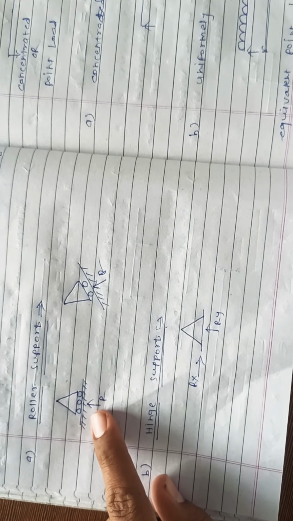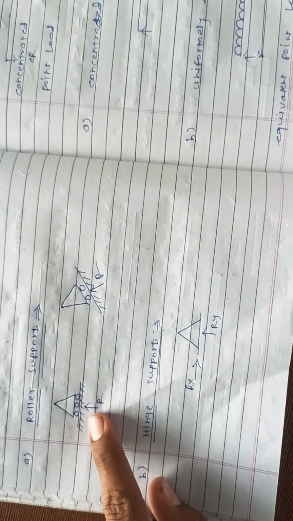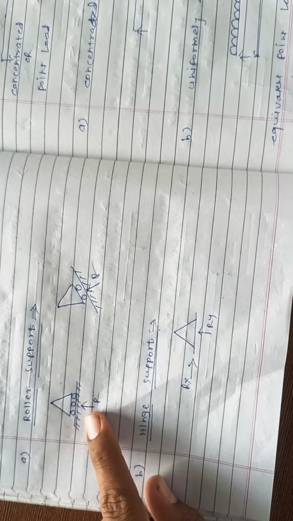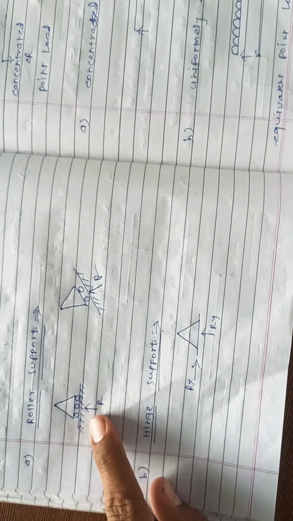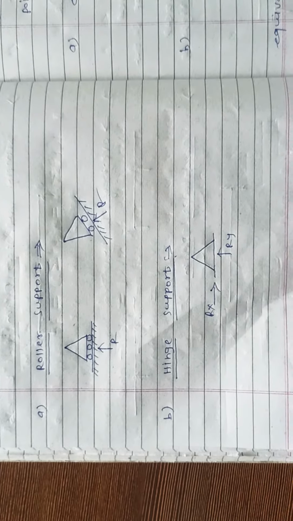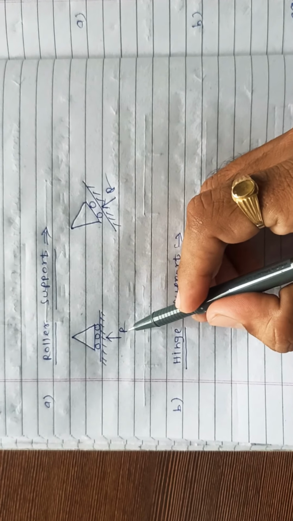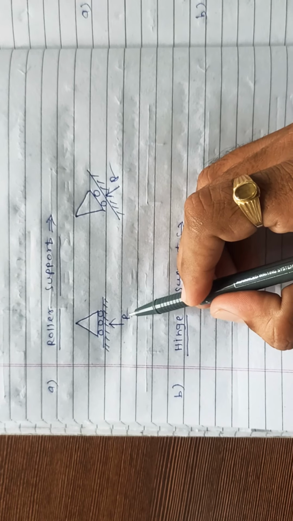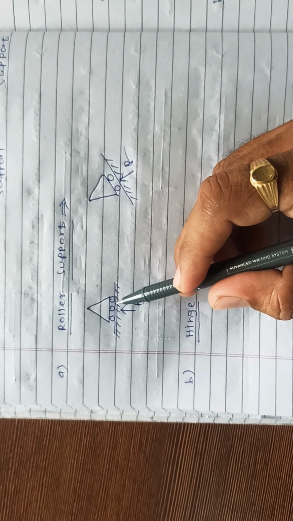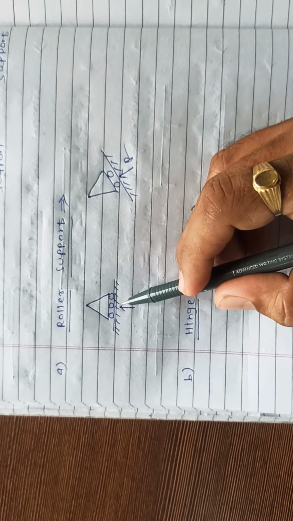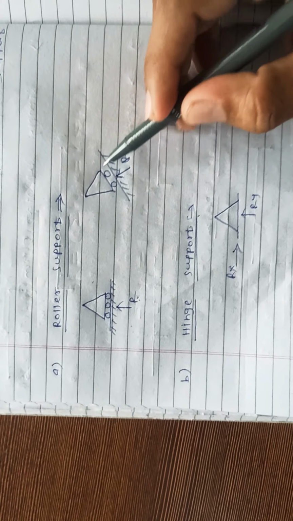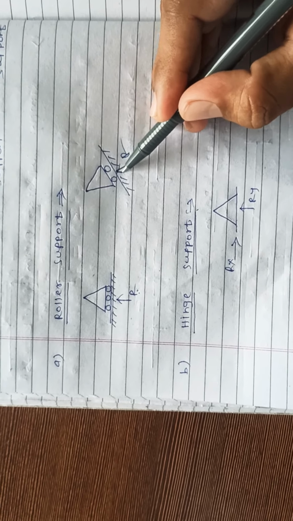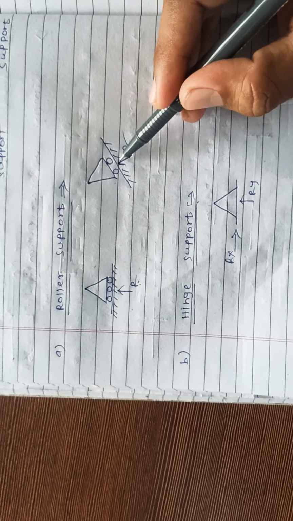So what is meant by a roller support? A roller support has only one reaction which is always normal to the contact surface. In case of a roller support there is only one reaction which is normal to the contact surface. This is the reaction. Whatever arrow I have shown here with the letter R is called a reaction. So there is only one reaction, normal to the surface. This is a somewhat inclined portion. Here also there is only one reaction, R, normal to the surface.